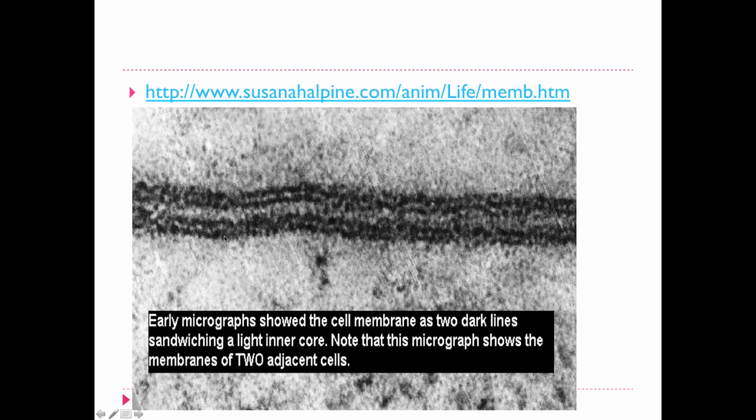So this is an early picture of cell membranes. These are actually two cells side by side. You can see this dark line is one membrane and this dark line is another. But if you look up close, what appears to be one dark line is actually two. Those two dark lines sandwich an inner lighter core. So you're actually seeing two cell membranes here.